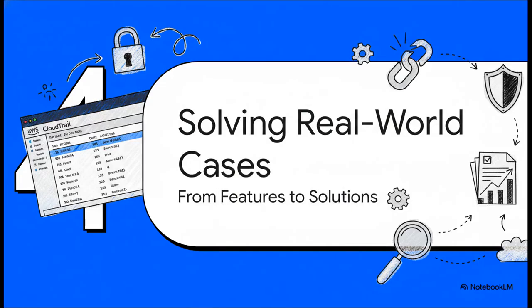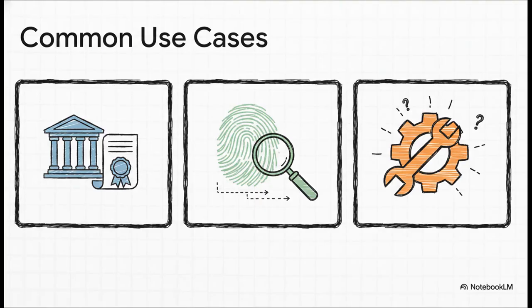Okay, so we've talked about all these cool features, but how does this stuff actually help you in the real world? Let's look at some of the common situations where CloudTrail goes from being a nice-to-have to an absolutely essential tool. As you can see, it's used all over the place. For compliance, if you need to meet standards like PCI for credit cards or HIPAA for healthcare, having an unchangeable audit trail isn't optional, it's a requirement.